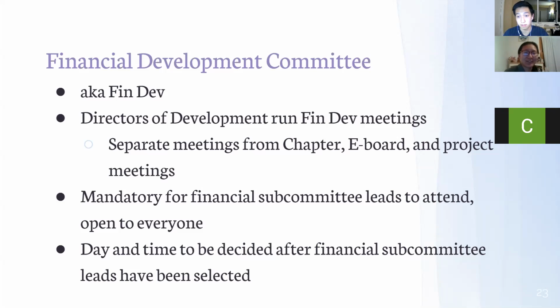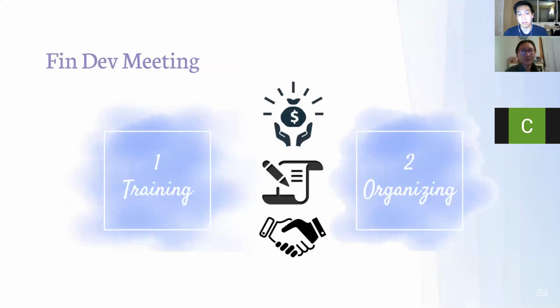We run the FinDev committees, as Ellen mentioned, the DODs. They are separate meetings from the chapter, e-board, and project meetings. And of course, we have yet to decide on a day and time. So, more about FinDev. We place a lot more focus on training our members by providing them resources and skills to conduct fundraisings. We also focus on organizing and implementing fundraisers as well. The difference between FinDev and typical project financial subcommittees is that FinDev gets a lot more involved in fundraising and has a broader influence over EWB's finances.